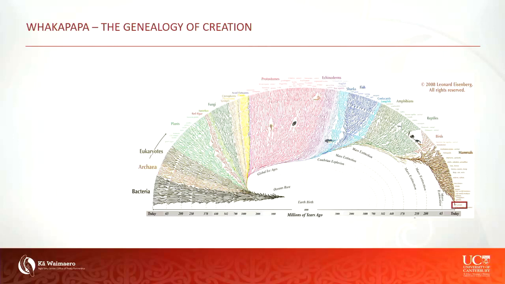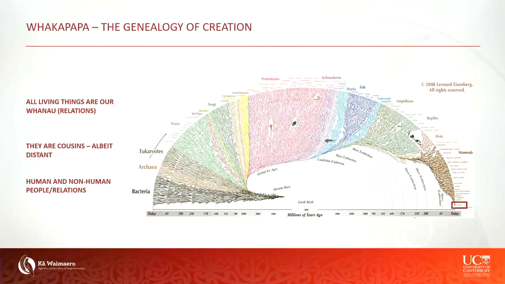creation. And this, I think, links pretty well to a te ao Māori way of seeing the world, where we see all living things as our whānau, our relations. And this shows us that worldview is correct. All living things are our cousins, however distant. It also helps frame the way Māori see non-humans, animals, plants and so forth, as also people, albeit non-human people. So it's a way of framing and seeing the world that's a little bit different from how most Western perspectives frame that world.